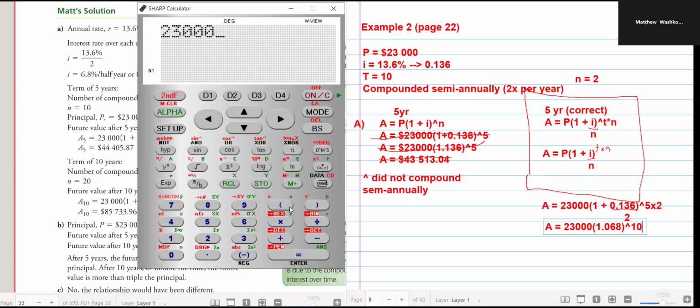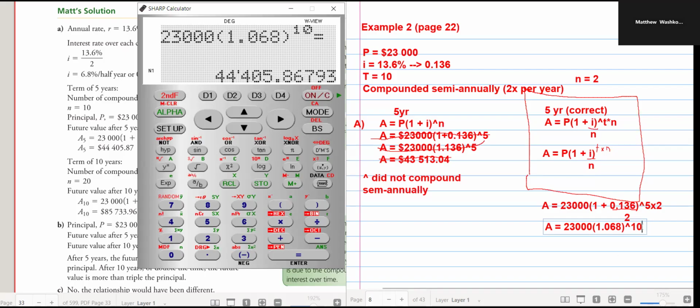$23,000 bracket 1.068 bracket to the power of, not squared, to the power of 10. My total investment after 5 years will be $44,405.86. So after 5 years, this is an important figure.